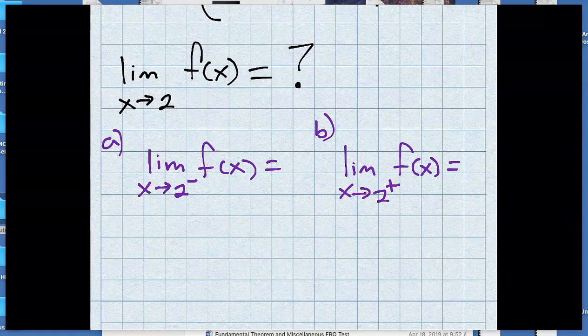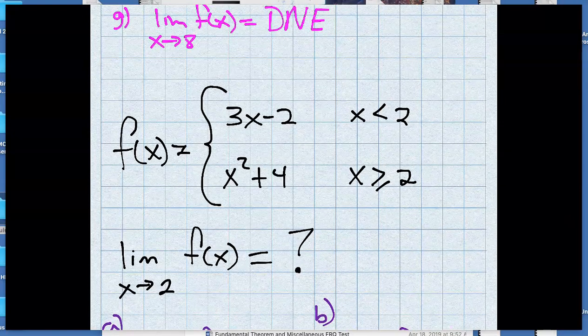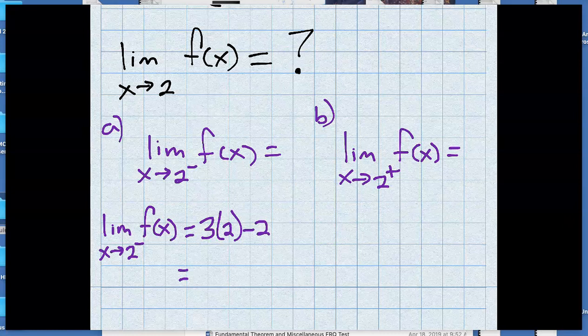So if you look at the limit as x goes towards 2 from the left side, what we would end up using is the top function, the 3x minus 2. So what we'd really need to do is figure out what 3 times 2 minus 2 equals. And it's actually not even approximately equal to, it's just equal to it. If we evaluate that, we get 6 minus 2, or 4.